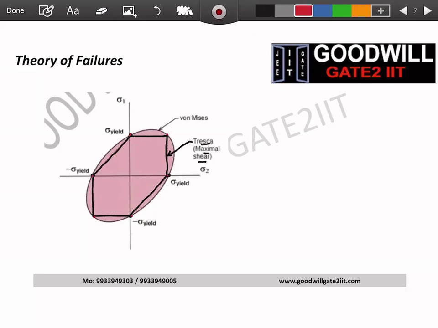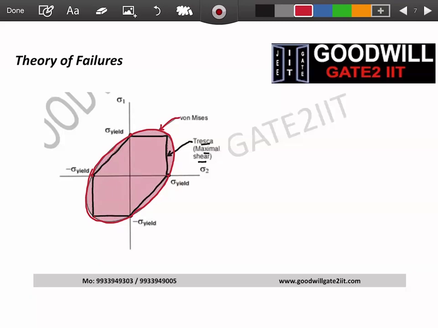And what is the reason? All there were square terms. If you join them, you end up with this graph. That means, according to von Mises, if you are inside this envelope, you are safe. Guys, please listen to me. I'm answering your 2024 GATE question now. Please listen to me very carefully.